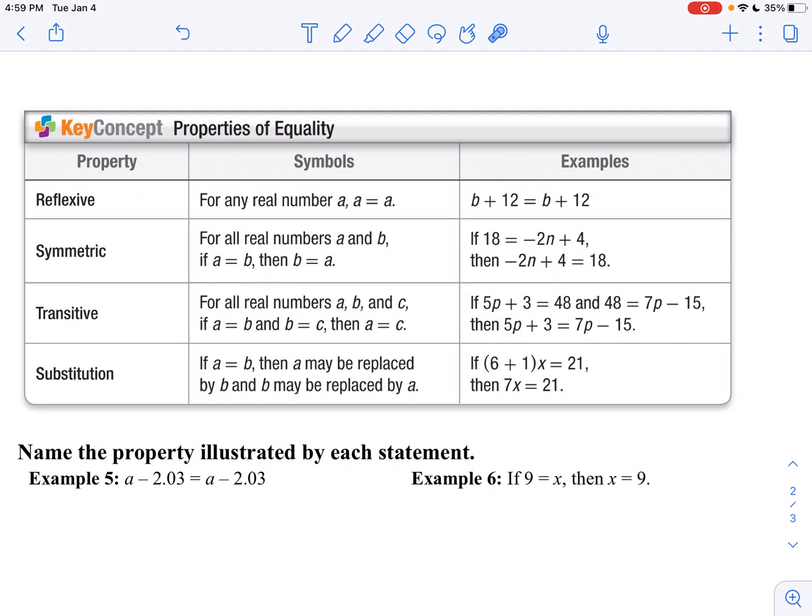So if I look at my properties here, it's kind of a multiple choice on examples 5 and 6. Just tell me, which property do you see there? Well, if I notice on example 5, I got a minus 2.03 equals a minus 2.03. They're exactly the same. So when you say something is equal to itself, that's a reflexive property. Now, if I look at example 6, if 9 equals x, then x equals 9. So I'm just turning that around. When I turn that around, that's your symmetric property.